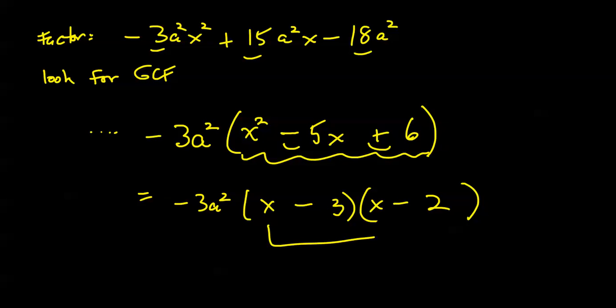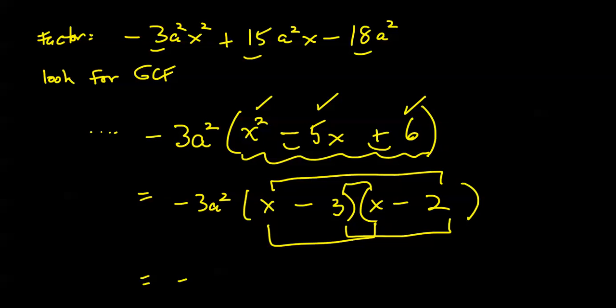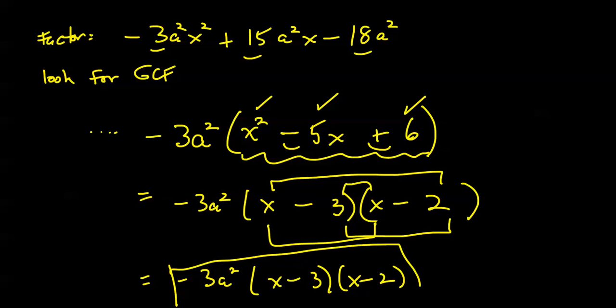Let's check it. X squared is the first product. Minus 2x minus 3x is minus 5x. That's the middle product. And plus 6 is the last product. So minus 3a squared times x minus 3 times x minus 2. Final completely factored answer. Alright, so I'll call it a day for section 5.6, Factoring Trinomials.